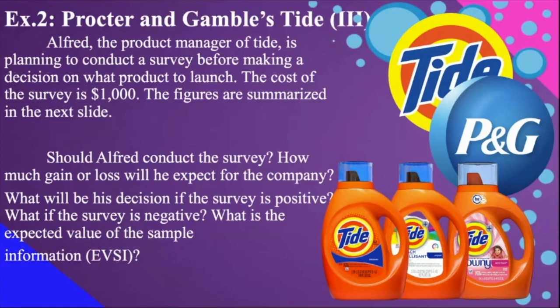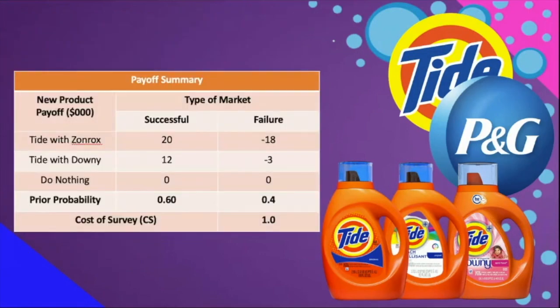The given here is this payoff summary table. As you can see, the payoffs are 20, 12, 0, negative 18, negative 3, and 0. And we have the cost of survey of 1. The dilemma from Alfred's perspective is whether he should conduct the survey or not. If he conducts the survey, it will cost them $1,000. That is the cost of the survey.